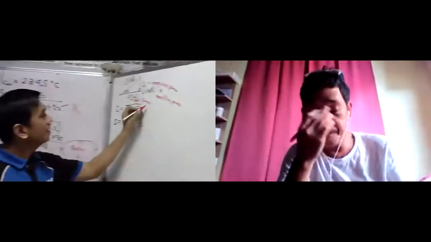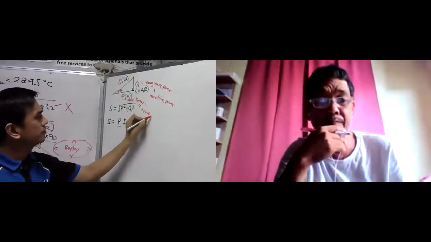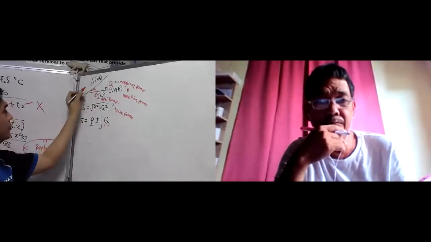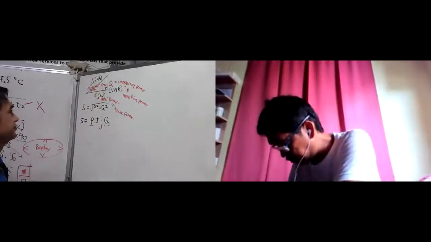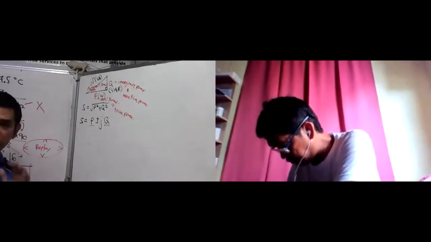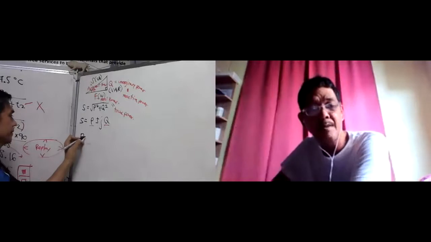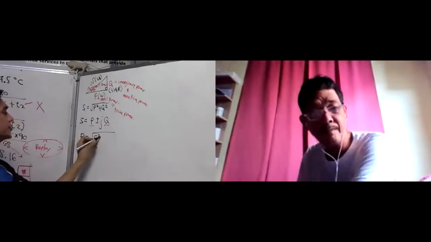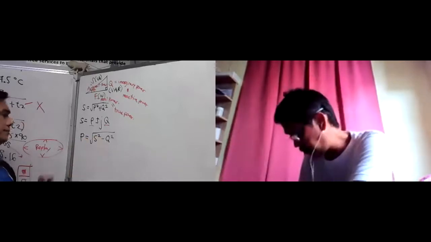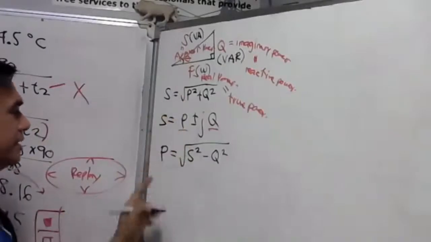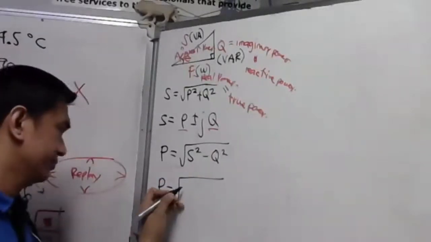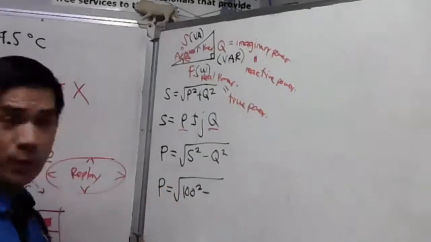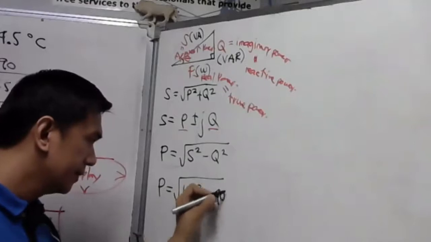So, the true power, that is the question. The true power is the real power. Another name for real power is the true power. Our S, of course, is our apparent power. Now, the question is the P. Using our Pythagorean theorem, this is the equation for P, that is equal to the square root of S squared minus Q squared. Pag P naman ang hinahanap, ito ang equation natin. So let us now substitute. What is our S? 100 volt ampere squared minus our Q, which is 40 squared.